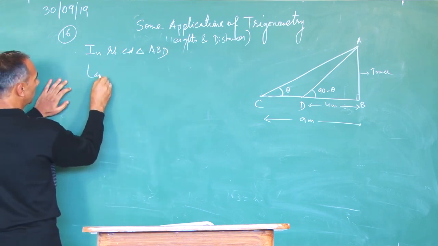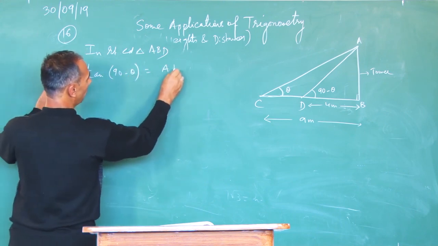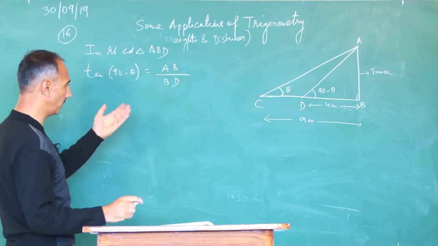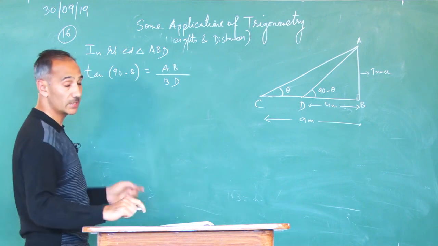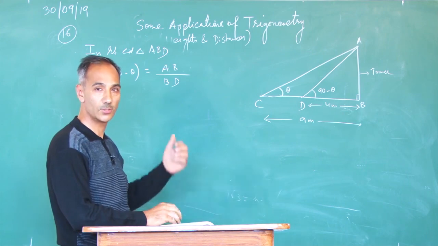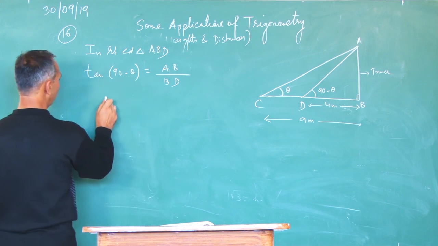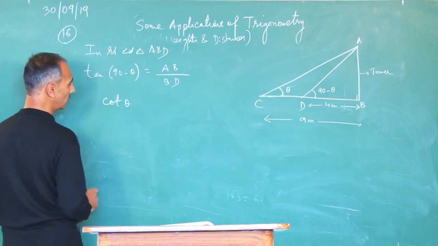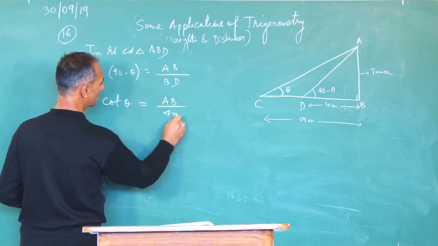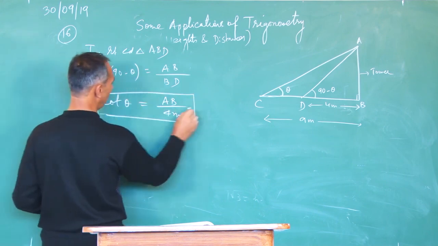we'll be using tan. Tan of 90 minus theta is AB upon BD, perpendicular by base. And do you remember what's tan 90 minus theta? In the previous topic on introduction to trigonometry, you have made use of T ratios of complementary angles. Tan 90 minus theta is cot theta. So I will be applying tan 90 minus theta is cot of theta. AB, that height I have to find, BD is 4 meters. So cot of theta is AB by 4. I name this first.